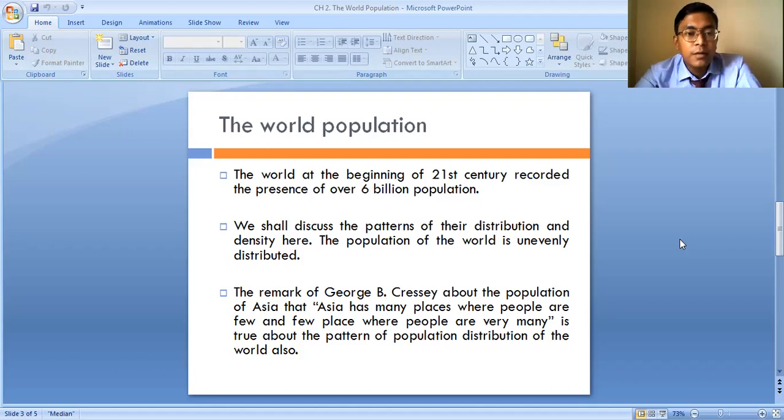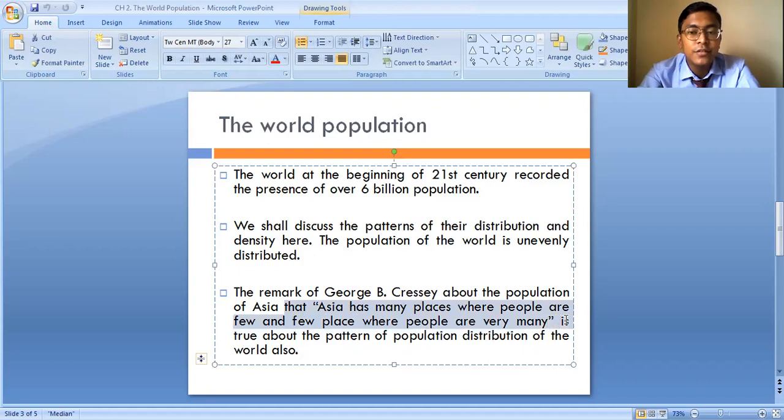Population is one of the most important components of geography, because all geographical phenomena get their importance when they impact the life of human beings. In this regard, a geographer named George B. Cressy gave his opinion about the population of Asia. He said that Asia has many places where people are few and few places where there are many. This line is very significant.